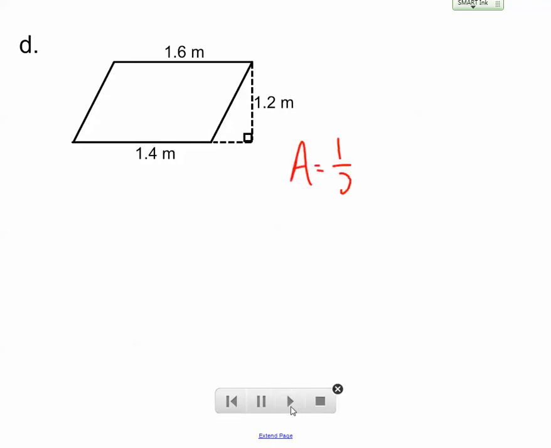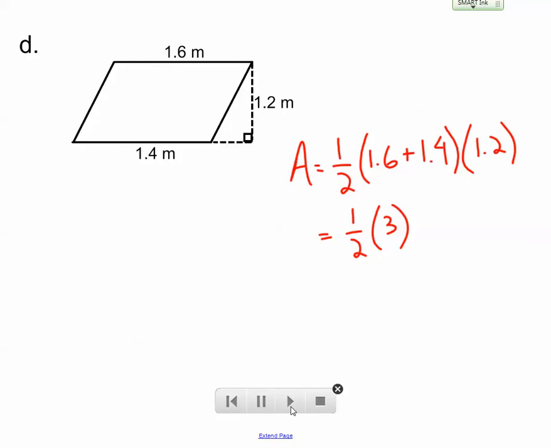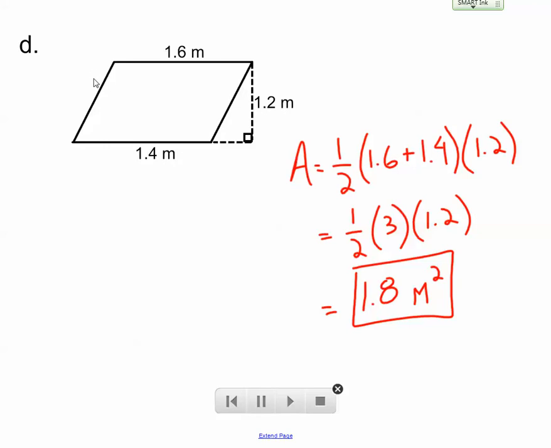It'll work. We'll do 1/2 the sum of the bases times the height, 1.2. So we're doing 1/2 of 3 times 1.2. So 1.5 times 1.2 is 1.8 meters squared. So if the top and the bottom are not equal, it's a trapezoid. You've got to use this formula that I've given you today. If the top and the bottom are equal, it's a parallelogram. You just do base times height.